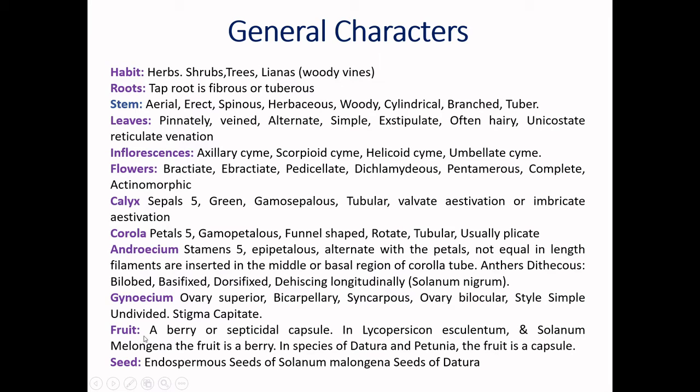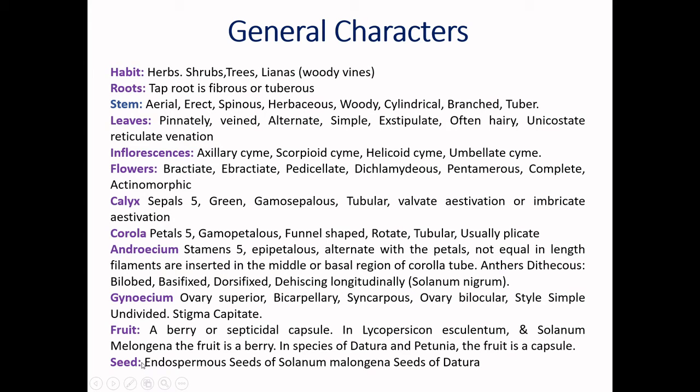Now, fruit, berry or septicidal capsule. We have seen in FYBSc what are the different structures of berry and other fruits. In Lycopersicon esculentum and in Solanum melongena, the fruit is type berry. Example, tomato. In species of Datura and Petunia, the fruit is capsule. If you observe the Datura or Petunia fruit, the fruit is capsule.